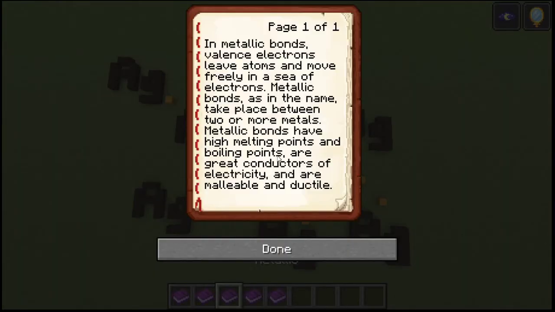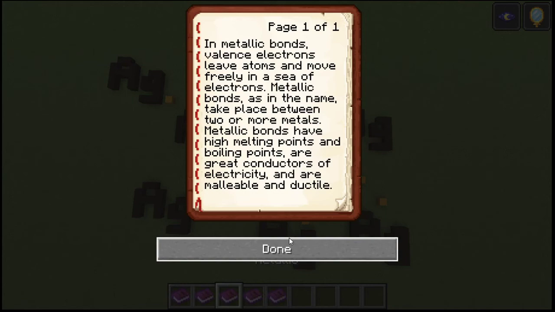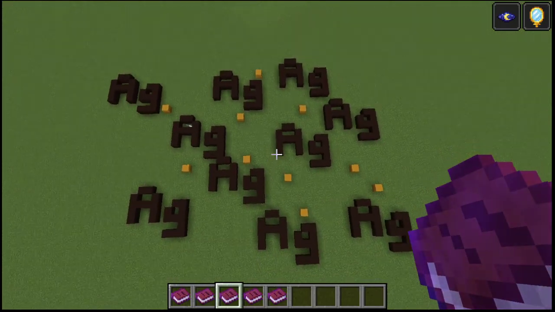Metallic bonds. Valence electrons leave atoms and move freely in a sea of electrons. Metallic bonds, as in the name, take place between two or more metals. Metallic bonds have high melting points and boiling points, are great conductors of electricity, and are malleable and ductile. For example, I use silver.